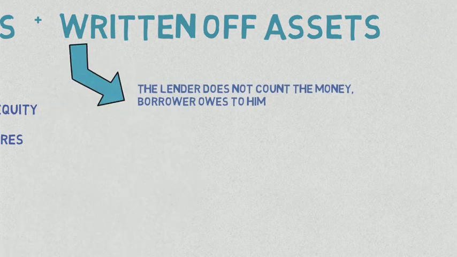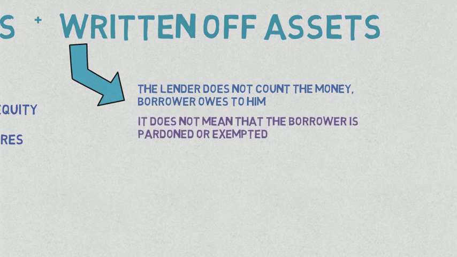When the lender does not count the money the borrower owes to him, then the asset is called a written-off asset. However, it does not mean that the borrower is pardoned or exempted. The asset is just cleaned off the bank's balance sheet and other means of resolution process to recover the loan are undertaken.